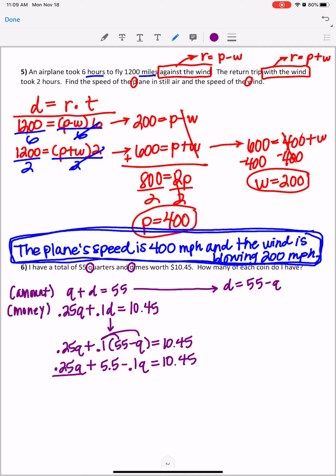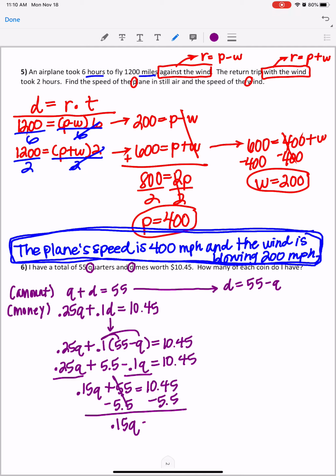Combine your like terms. We have 0.25Q and a negative 0.1Q. So I've got 0.15Q plus 5.5 equals 10.45. Subtract your 5.5 over. 0.15Q equals 4.95, and hopefully this divides evenly.